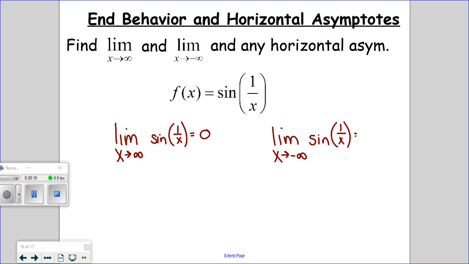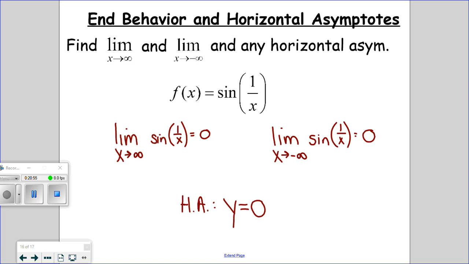How about as we head to negative infinity? Remember, when I put a negative infinity here, does it really matter that it's negative? It's still going to essentially become 0 because the number in the bottom is going to be so big and negative, it doesn't matter. It's going to essentially be 0. And the sine of 0 is still 0. Do we have any horizontal asymptotes? Is 0 a number? Yeah, 0 is a number. And if we get a number answer, that is a horizontal asymptote. So we have a horizontal asymptote at y equals the number we get on either of those. They were the same, so we have 1. It's at y equals 0.